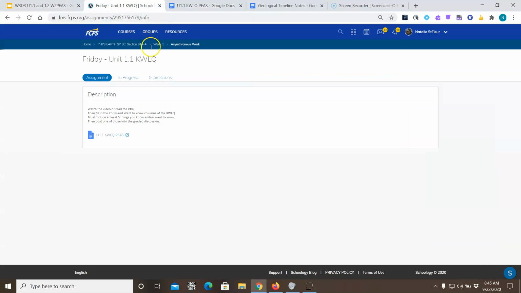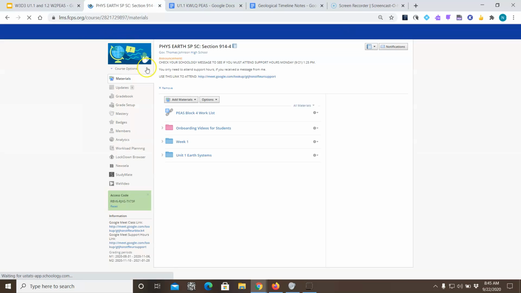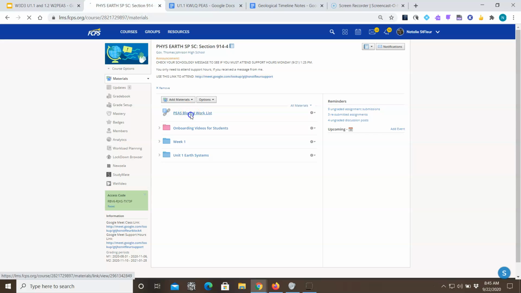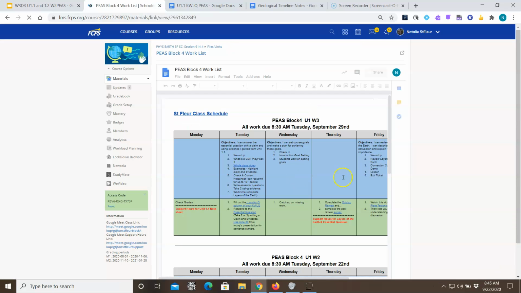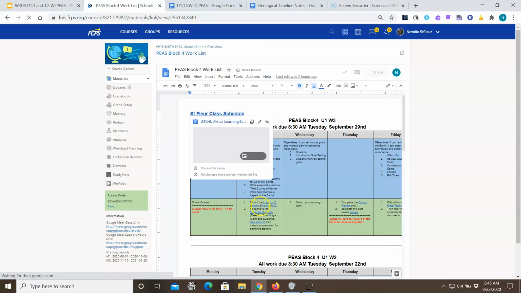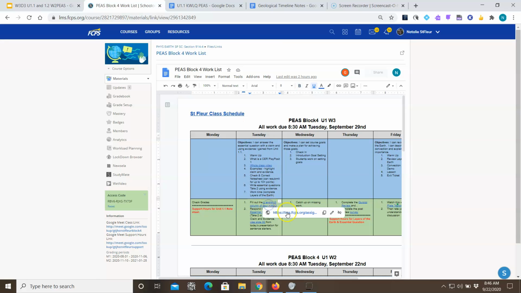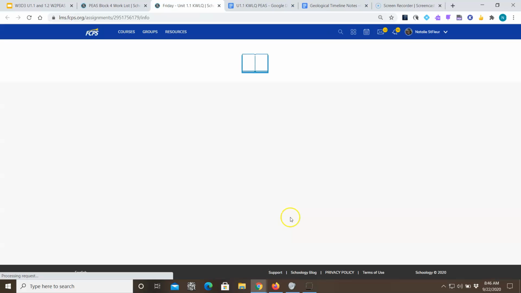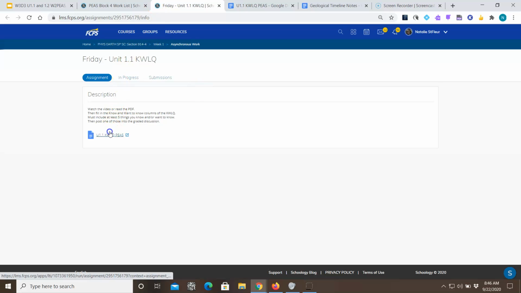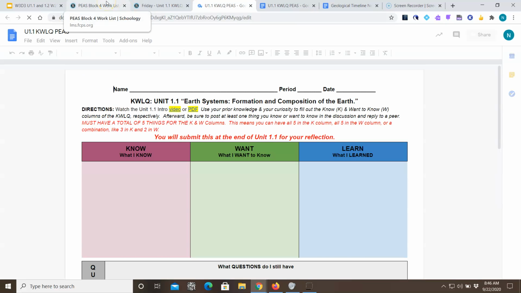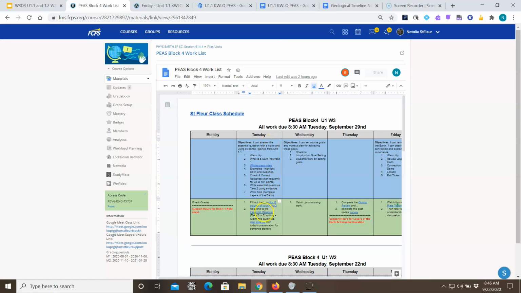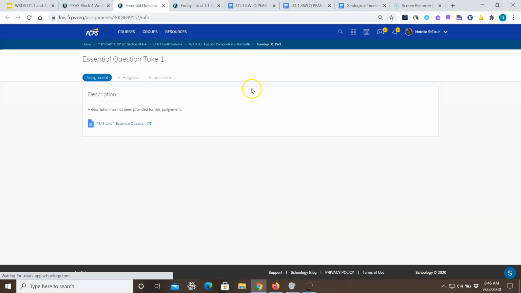Now, the other way that you can access this document and all of the work for this week is, of course, in your work list. So if you go to your work list and you open that up, on Tuesday, you'll see it says fill out the L and Q of the KWLQ. If you click on that, it'll take you to the document. Or, and also for the essential question, which we'll look at later, it's also linked here. Again, you just click on that and it'll take you there to the document you need. These are the 2 things you're actually doing for tonight for homework.